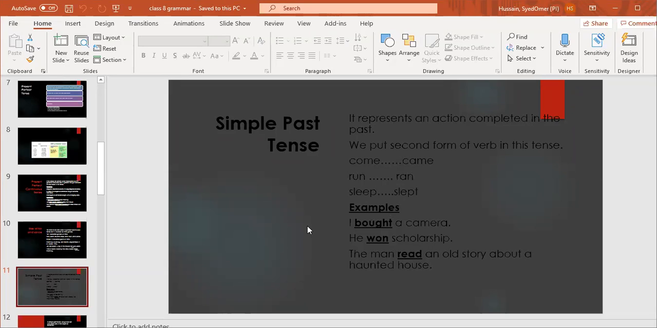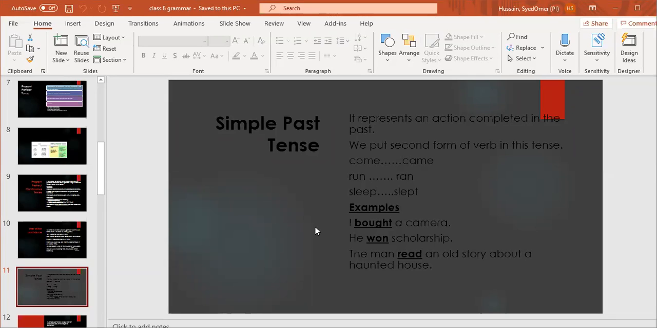Okay? The boys complete their projects. It's telling about their routine. The boys are completing their project, present continuous tense. The boys have completed their project, present perfect tense. The boys have been completing their project since 3 days, present perfect continuous. The boys completed their project, past tense. Do you understand the difference?